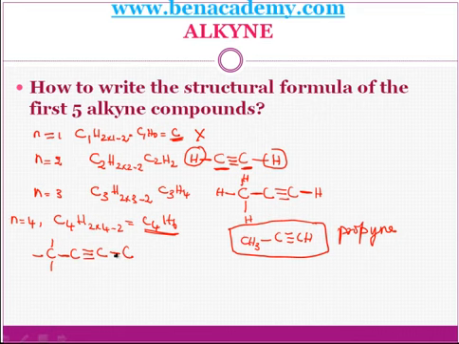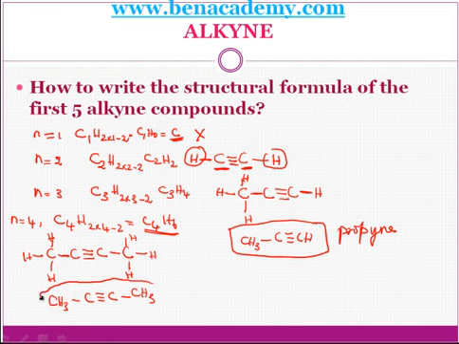Now let us take this carbon, only 1 bond is there. How many more required? 3 more. So 1, 2, 3. Fill up all these bonds with hydrogen. 1, 2, 3, 4, 5 and 6. Okay. So now if you condense this formula, you will get CH3, single bond, C, triple bond, C, single bond, CH3. Hope you understood how we are getting the condensed formula.